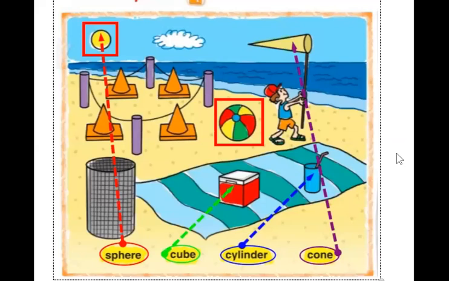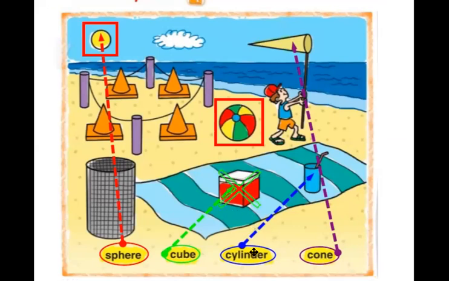All right, K5, now I want you to look for objects that are cubes in the picture. Can you point to them? I want you to put an X on the objects that are a cube. That's right. The cooler is a cube. Now let's go to the cones. I want you to circle all the cones that you see in the picture.